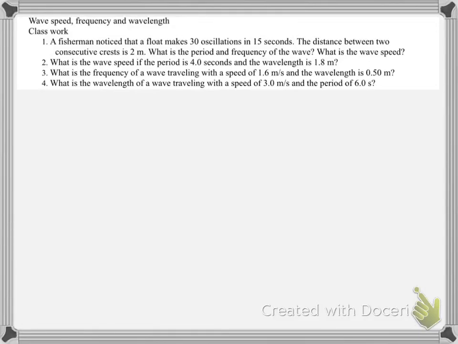Number one, a fisherman notices that a float makes 30 oscillations in 15 seconds. So oscillations are N, and 15 seconds is time. Oscillations per time is known as period. The distance between two consecutive crests is 2 meters. Distance between two consecutive crests is known as lambda, and that equals 2 meters. What's the period and frequency?